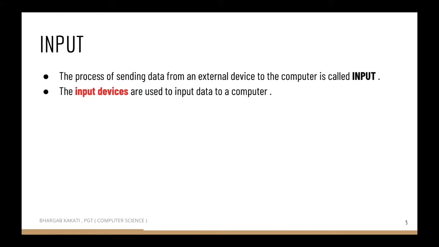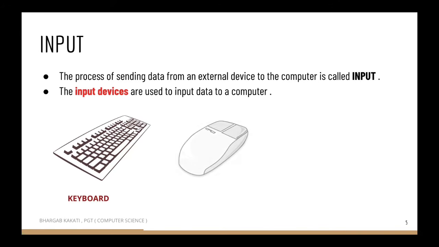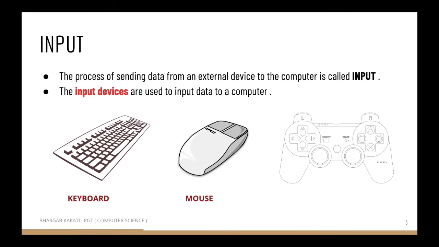Now how do you do the process of input? The process of input is done with the help of devices known as input devices. So the input devices are used to input data to a computer. Some examples of input devices are keyboard, as we all know, mouse and maybe joystick. Joystick is used for playing games, as you all are very familiar with it.